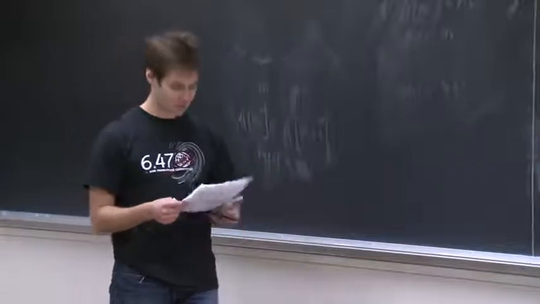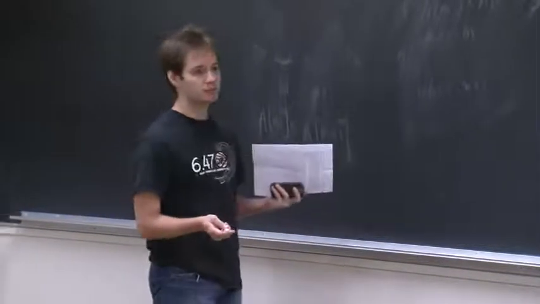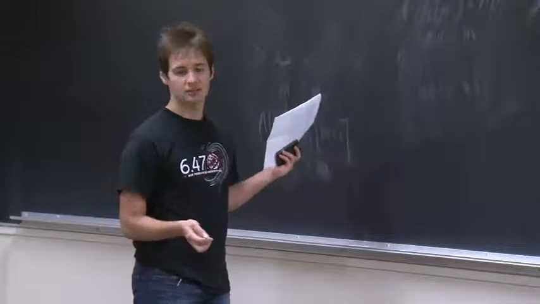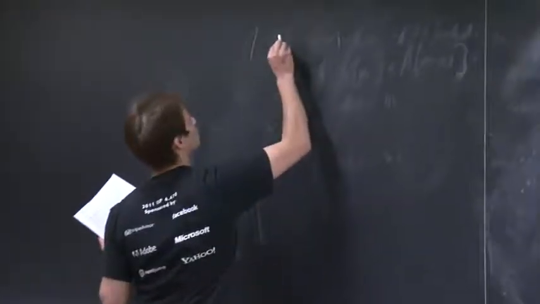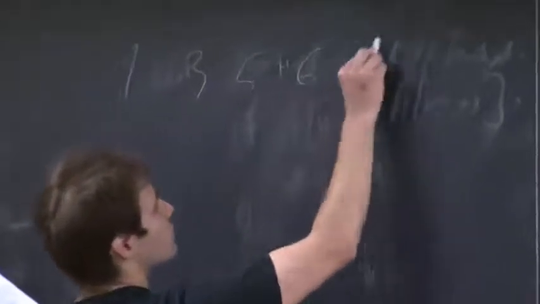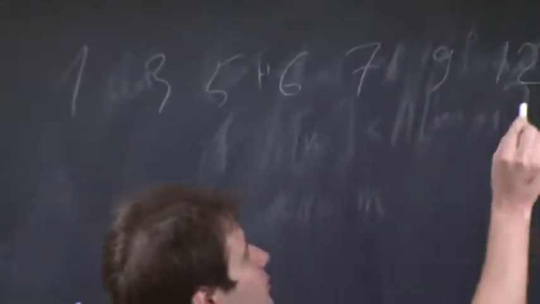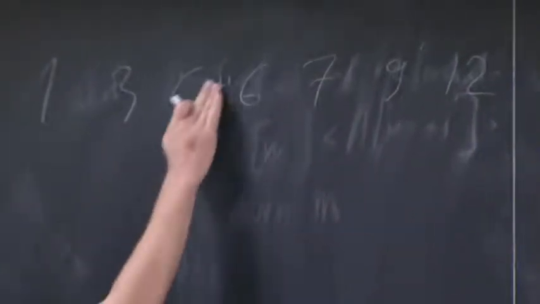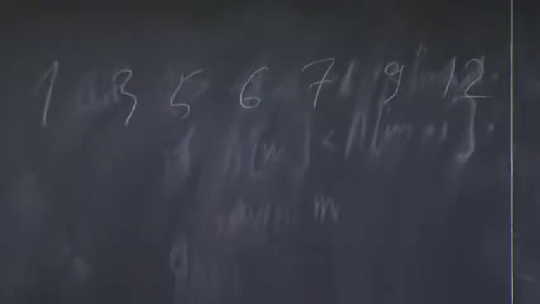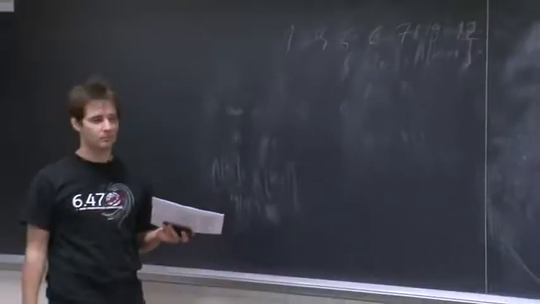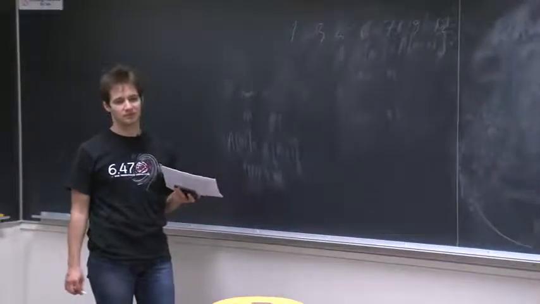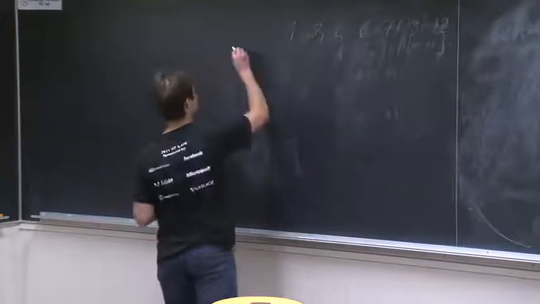Okay, so let's start with a problem. We know what sorted arrays look like, right? 1, 3, 5, 6, 7, 9, 12. This is a sorted array. If we're given a sorted array, we know how to find a number in it, right? What's the running time for that? You mean any given number? Yeah. Binary search. Well, what's the best way that we know? Log n. Okay, log n binary search, right?